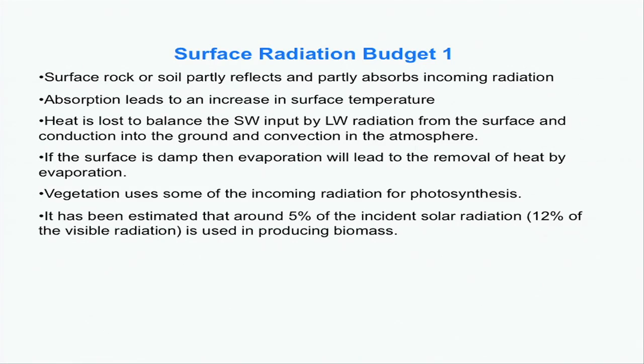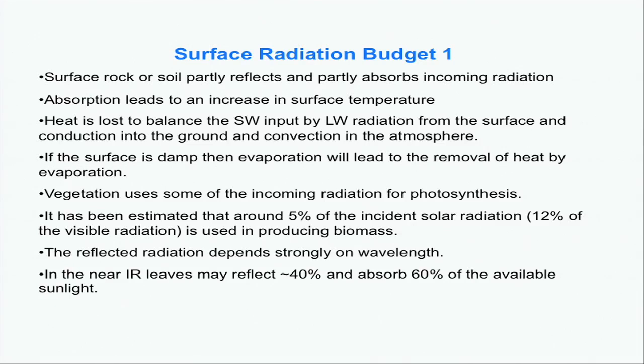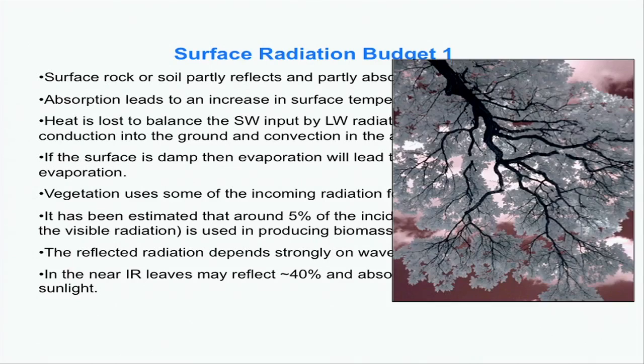The radiation that's reflected is strongly dependent on the wavelength of the radiation. In the near infrared, for example, vegetation, leaves, etc., are very good at reflecting. About 40% of infrared radiation is reflected by vegetation. It absorbs about 60% of the available sunlight. So if you were to stick a small infrared filter on your iPhone camera and take a picture of some green leaves and trees, they'd look extremely bright. So vegetation has evolved to be quite reflective in the infrared.